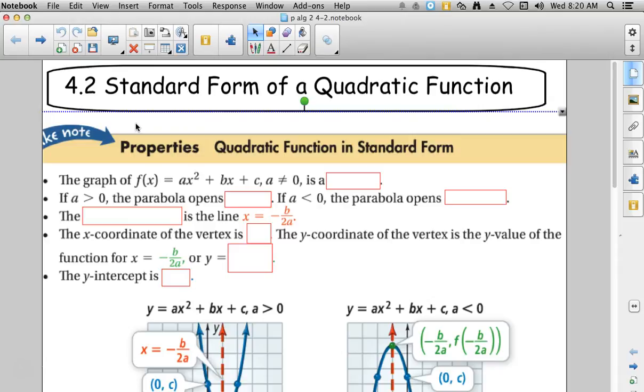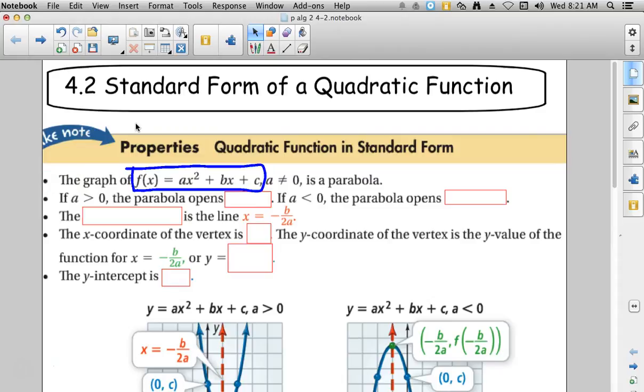So with standard form, the graph of f of x equals ax squared plus bx plus c. This is called standard form of a quadratic right here, where a is not 0, because if a were 0, it would be a line. We talked about this the other day. If a is 0, you don't have an x squared term. That is not a quadratic anymore. It's not a parabola. That is a parabola.